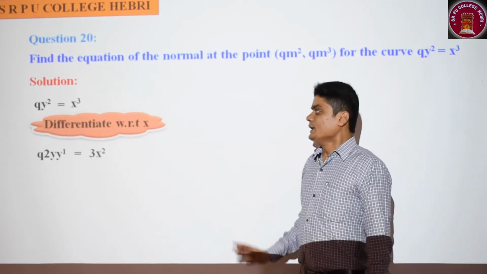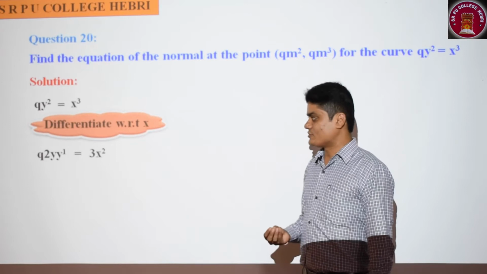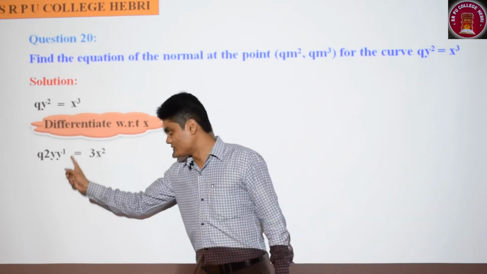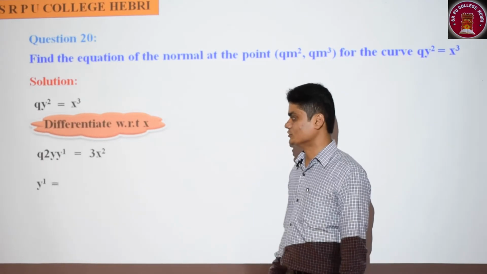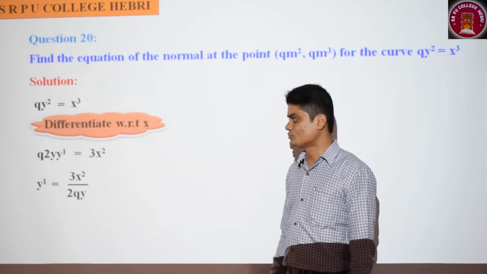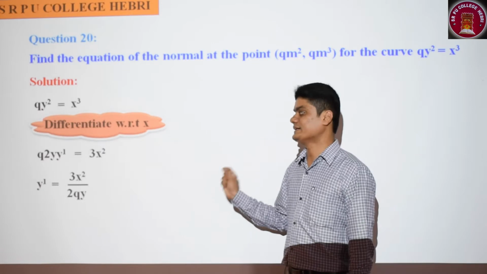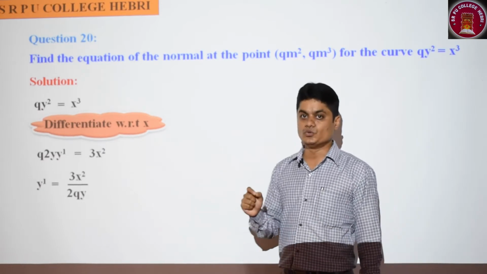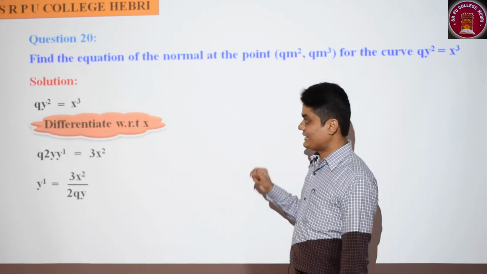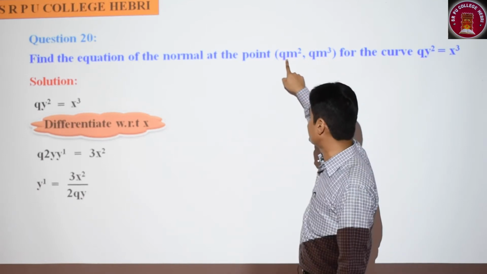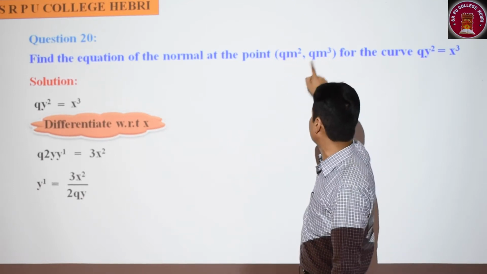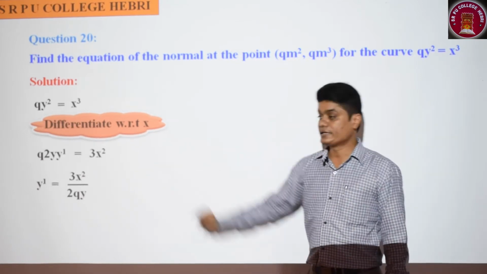Okay, now we need the slope of the tangent, right? The slope of the tangent is y dash. So write this expression in terms of y dash. So y dash is equal to 3x square divided by 2qy. Now, to get the slope of the tangent to this curve at this point, you have to replace x by qm square and y by qm cube in y dash.